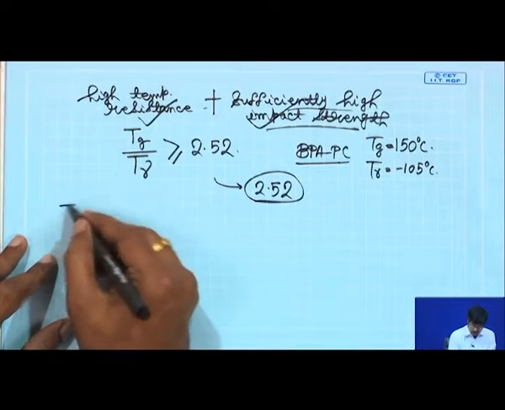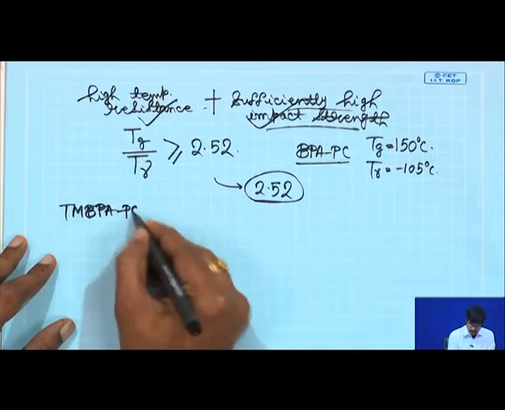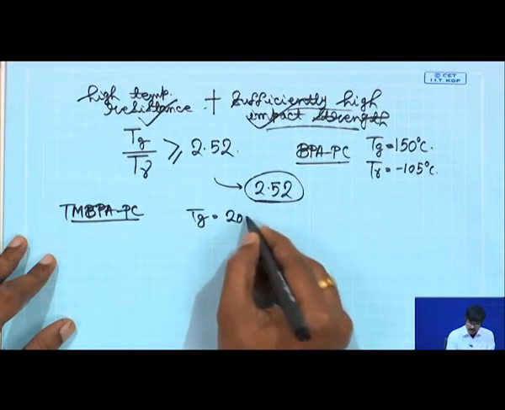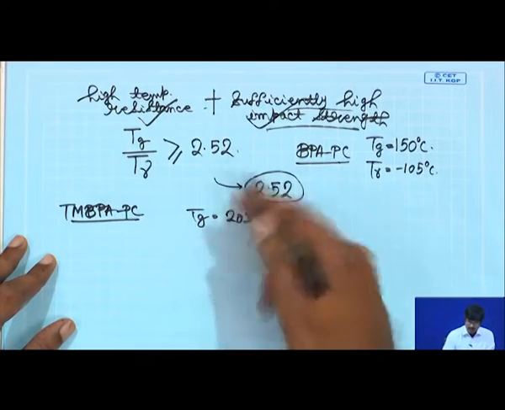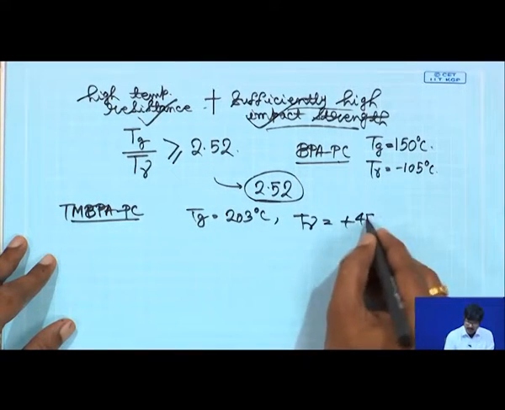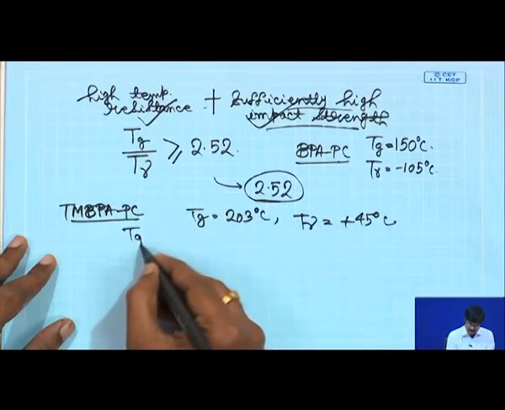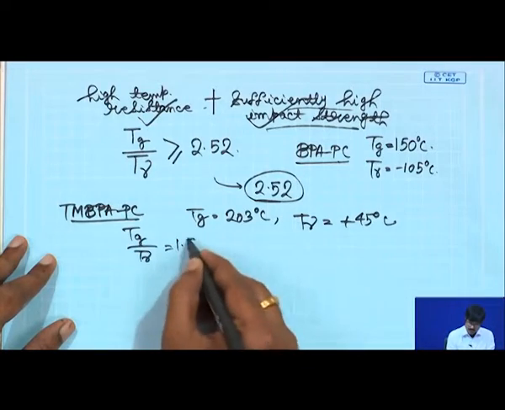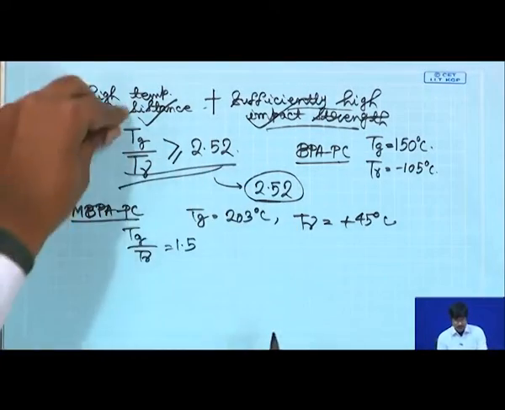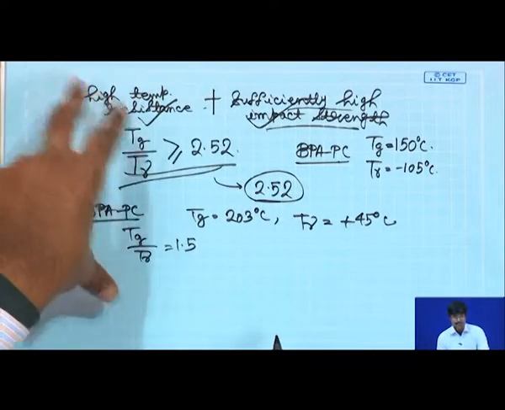If you go to tetramethyl bisphenol A polycarbonate, then your Tg goes up, no problem, around I think 203 degrees Celsius to be exact, around 53 degrees Celsius higher, but your T gamma also goes up to plus 45 degrees Celsius. So, this ratio now drops and becomes equal to 1.5. So, there could be some kind of empirical rule you could develop that this ratio of Tg to T gamma has to be greater than or equal to 2.52. So, then this is the design principle.